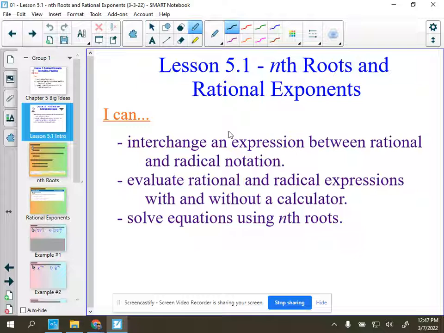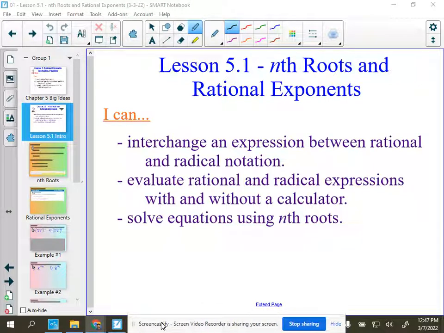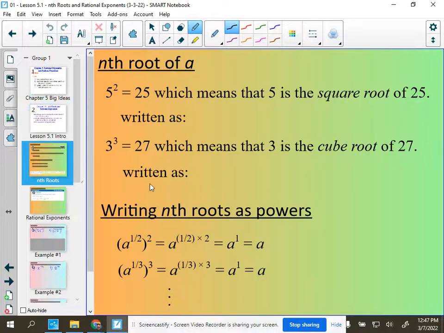We'll check all this stuff off as we get going here. Try to give us as much room as possible. Here we go. First thing, nth root.